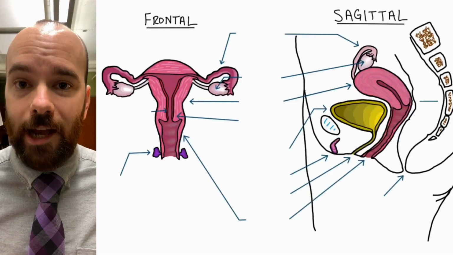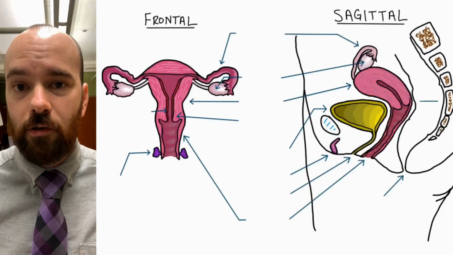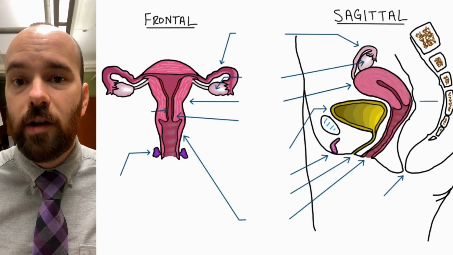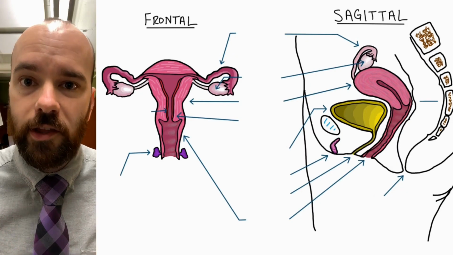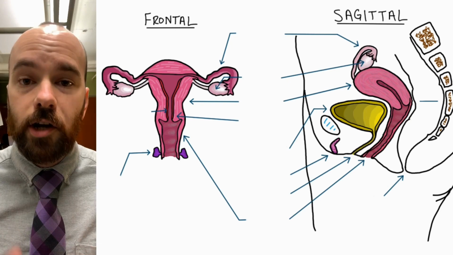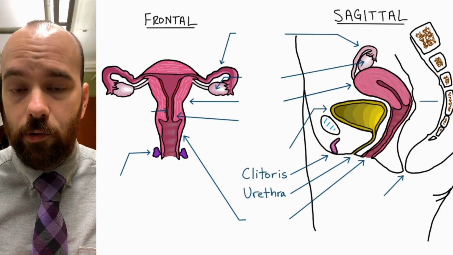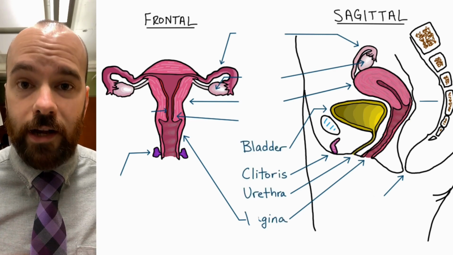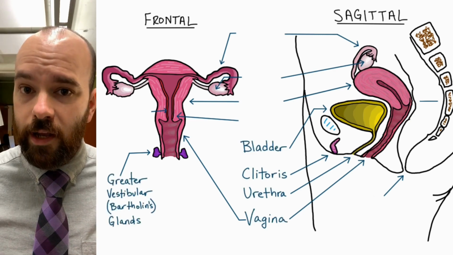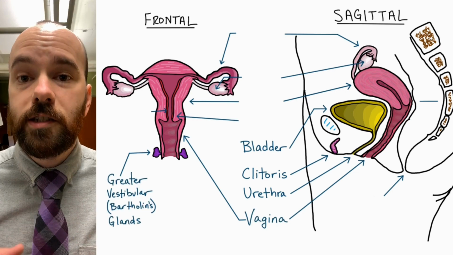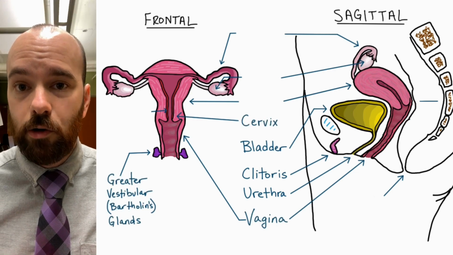All right, let's do a quick recap. Take a look at this sagittal and frontal cross section. Pause the video and see if you can identify all of the structures as well as what they do. Starting with the anterior side, we have the clitoris, which is erectile tissue. We have the urethra, which connects up to the bladder. We have the vagina or the vaginal canal, the Bartholin's glands or the greater vestibular glands. Here's the cervix, which is the part of the uterus that's closest to the vagina.